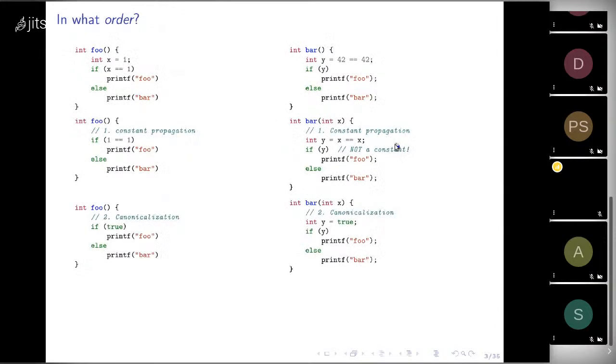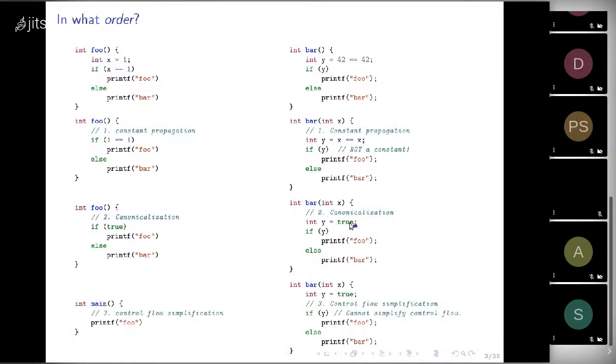Now next, when we attempt to simplify or canonicalize, here 1 equals 1 becomes true, while here the expression x equals x simplifies to true. And then finally, when we try to simplify control flow, here once again we had an if true, and that gets simplified.